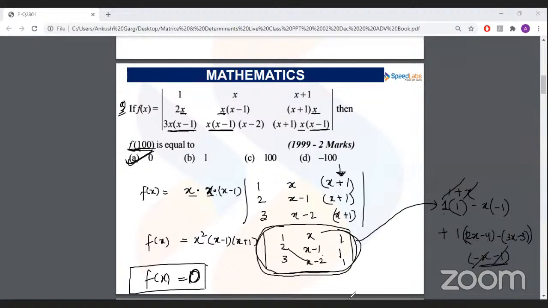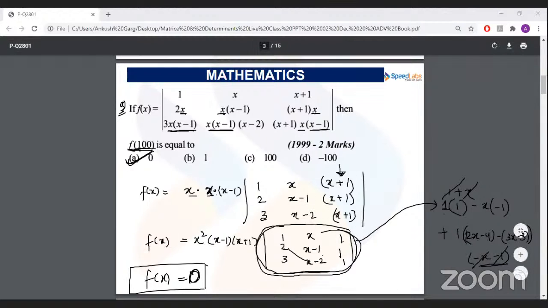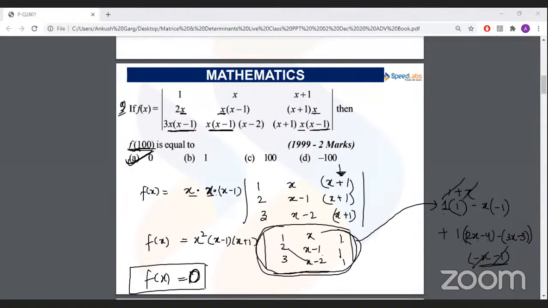Okay, यहाँ पर f of 100 का वैल्यू भी कितना आ जाएगा बेटा, that will be also equal to 0. Okay, any doubts in this?